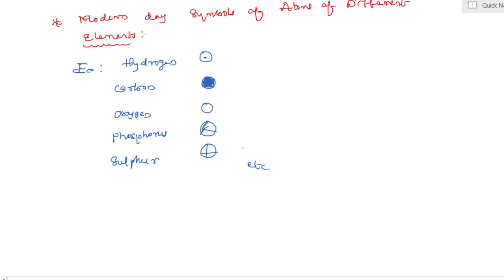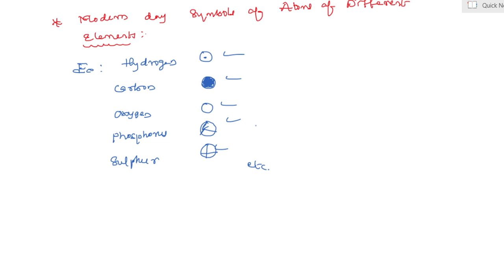It means Dalton was the scientist who introduced symbols of this type for representing an element. At the time, Dalton's symbols for elements were difficult to draw and inconvenient to use. It means drawing a representation of an element is a difficult task.